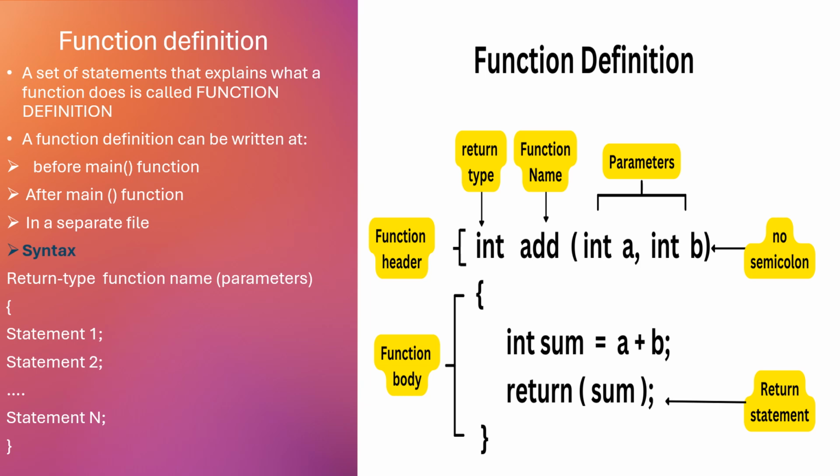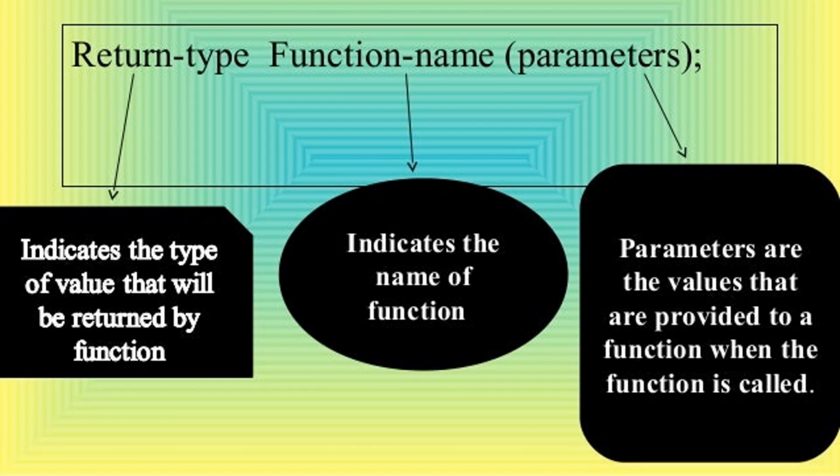So this is the function body. In the function body, sum = a + b; return sum. Here in the function header, what is it indicating? It is indicating the return type, function name, and parameters. A semicolon should not be there in the function definition. Then this is the function body. In the function body we have the calculation part, what we are going to do inside the function, and the function ends with the return statement. Return sum means it returns the sum value.